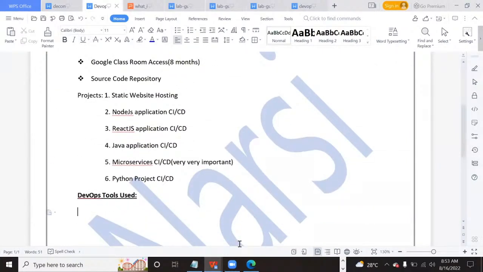Now let us see what the course contents are and what DevOps tools we will use here. Okay, who can learn DevOps? First of all, who can learn DevOps? Anyone.